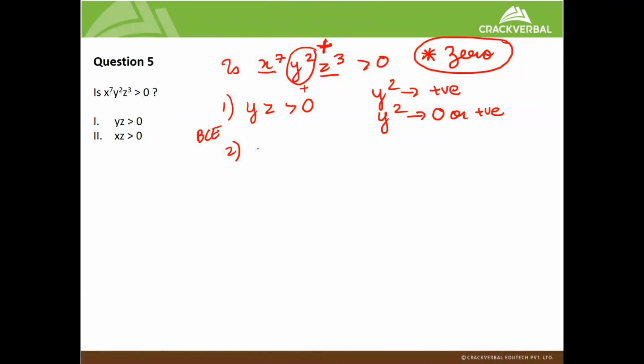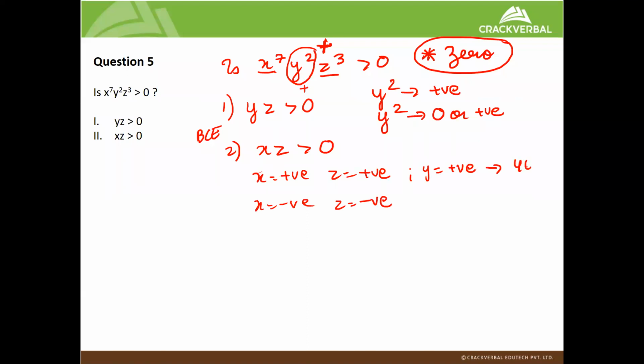The second statement gives me xz is greater than 0. So I have x to be positive, z to be positive, or x to be negative, z to be negative. If I take y to be positive, y square will also be positive. This gives me a yes. If I take y to be negative, y square will be positive, xz will also be positive. This also gives me a yes. Again, your approach should be trying to disprove. I'm just taking any two cases for x and z.